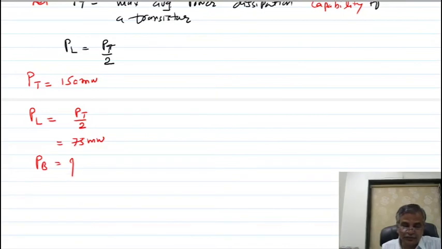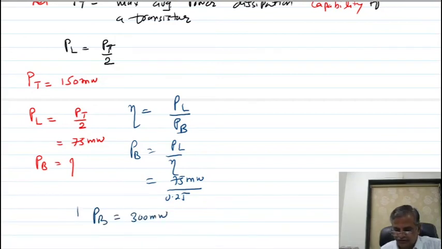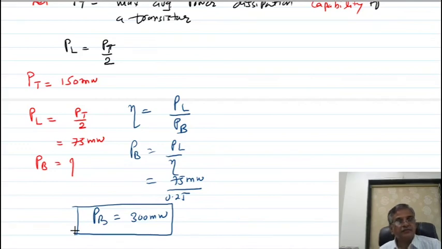Now, second thing, sir, how much PB is required? Let us calculate the PB. You know efficiency is nothing but PL by PB. So PB is nothing but PL upon eta. So PL is 75 milliwatt, with efficiency 0.25. So how much power is required? 300 milliwatt power is required. It means you use a supply voltage which can give at least this much DC power.